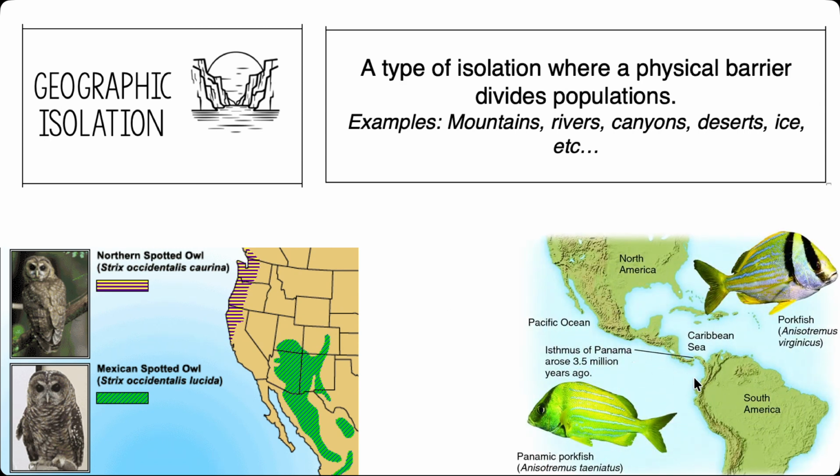Okay, another good one. Here we have 2 different types of porkfish. Now, the Isthmus of Panama, so that would be this little bridge that connects North America to South America. That little bridge pretty much popped up 3.5 million years ago. And so for 3.5 million years, there is a species of porkfish on the eastern side and on the western side of this little isthmus, and they can no longer reproduce with one another because of that isthmus. Because of that land bridge, they've been isolated from one another for 3.5 million years and can no longer reproduce.